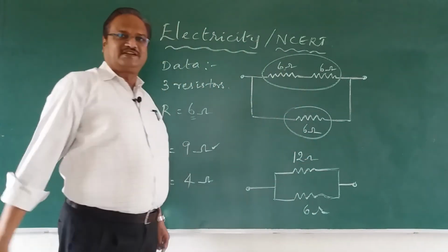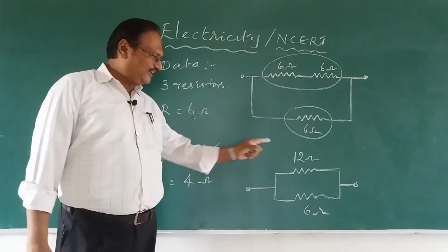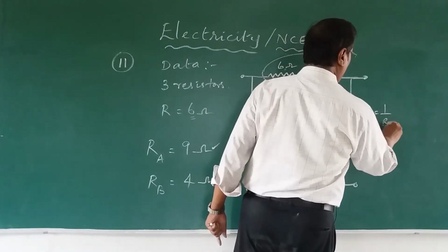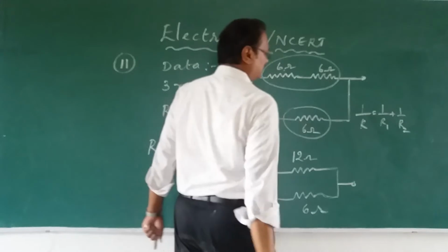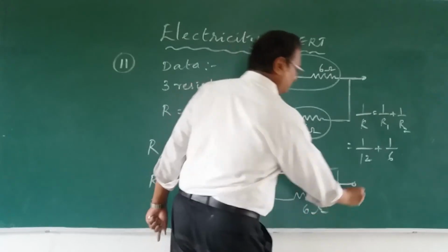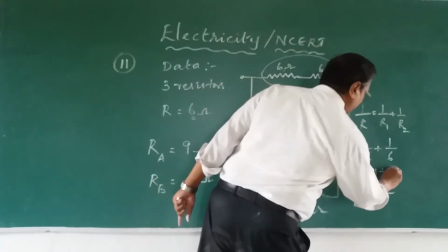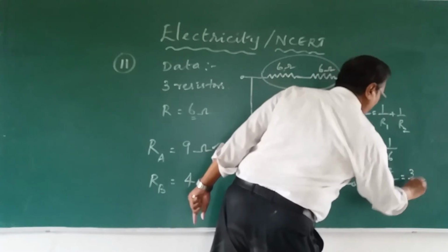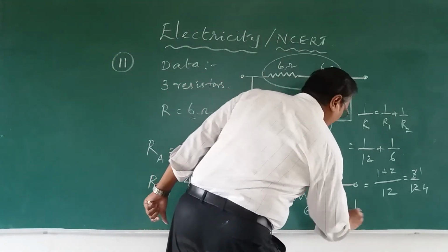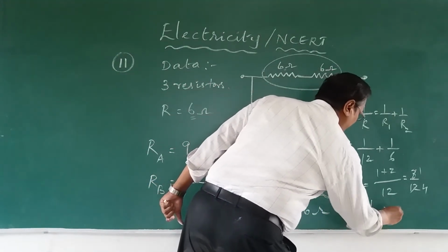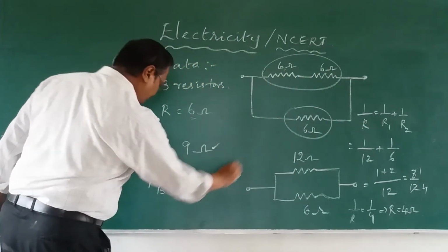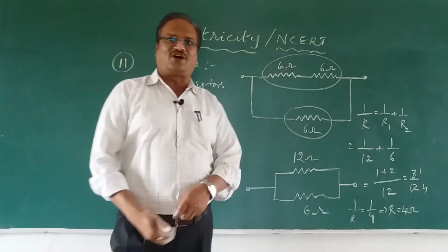How are these two? They are in parallel. When they are in parallel, what formula should I use? 1 upon R is equal to 1 upon R1 plus 1 upon R2. That is equal to 1 upon 12 plus 1 upon 6. 12 is the common denominator: 1 time and 2 times. That is equal to 3 upon 12, that is 1 upon 4. So 1 upon R is equal to 1 upon 4, which implies R is equal to 4 ohms. So I got it, right? I got RB, the next combination.